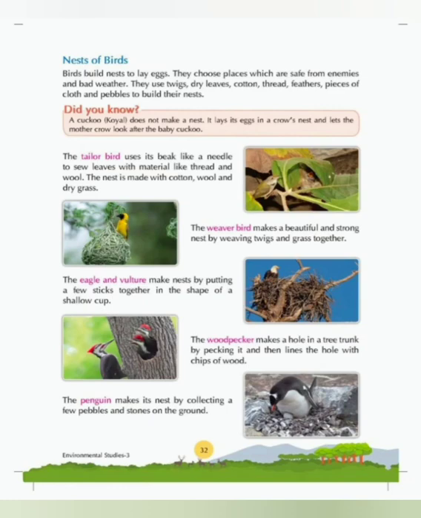The weaver bird makes a beautiful and strong nest by weaving twigs and grass together. So a weaver bird makes its nest using twigs and grasses. The eagle and vulture makes nest by putting a few sticks together in the shape of a shallow cup. The woodpecker makes a hole in a tree trunk by pecking it and then lines the hole with chips of wood. The penguin makes its nest by collecting a few pebbles and stones on the ground.